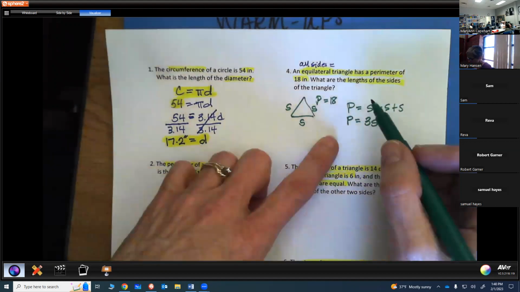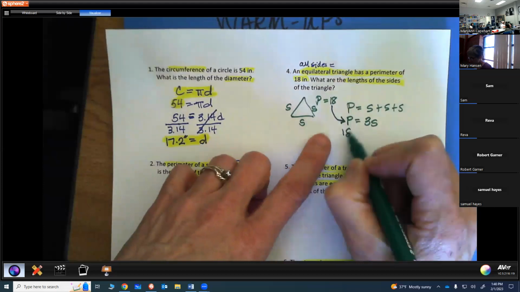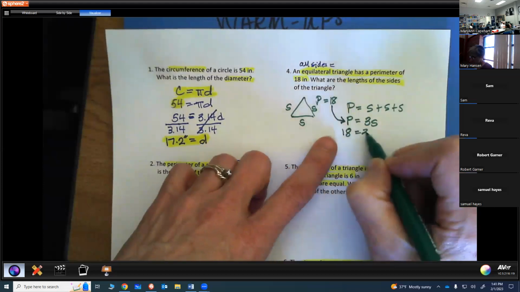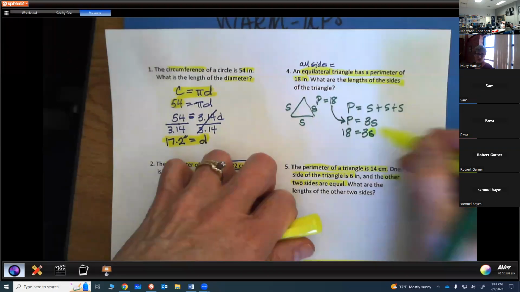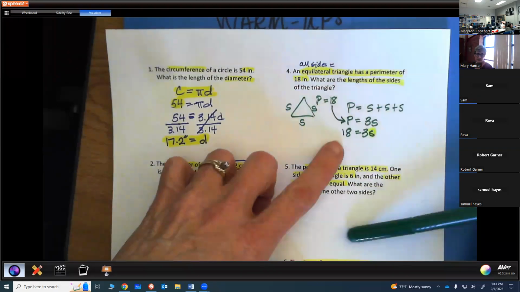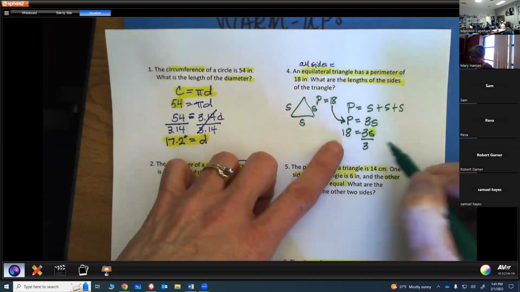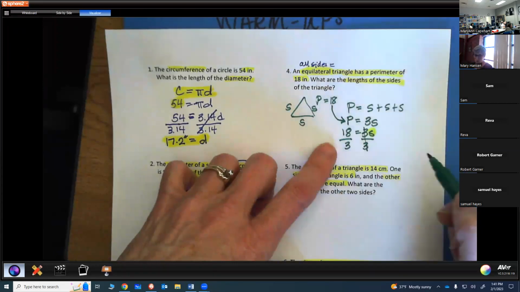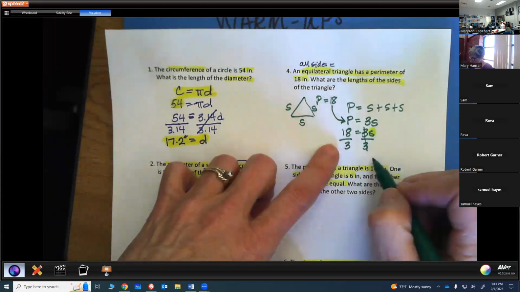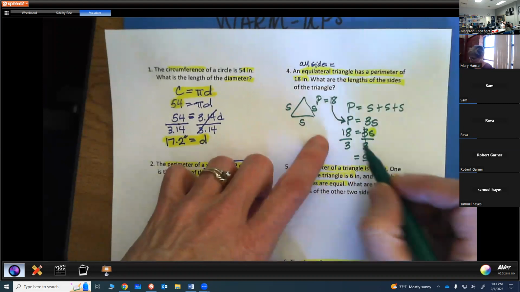And now I know that the perimeter is 18. So I'm just going to put 18 in for P. And now I'm left with one thing I don't know, S. 3 times S is 18. So I do the opposite of times by 3. I divide by 3. 3 divided by 3 is 1. So I just have 1 S on the left-hand side, and 18 divided by 3 is 6.